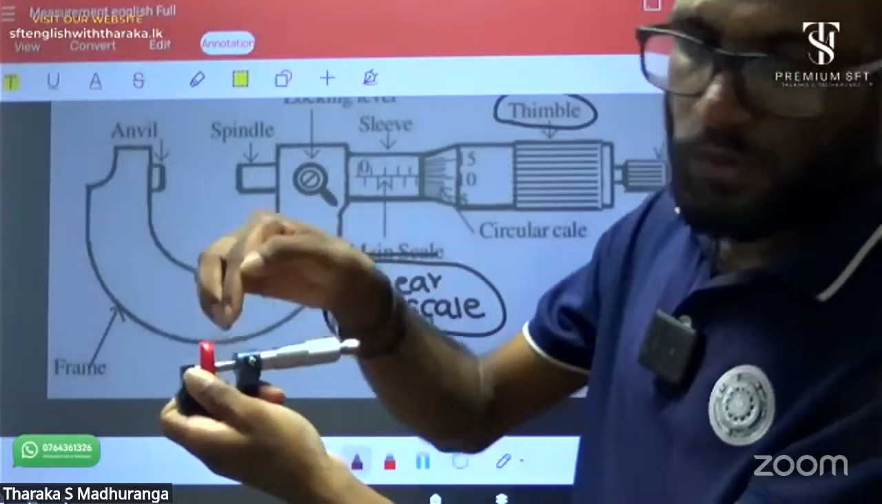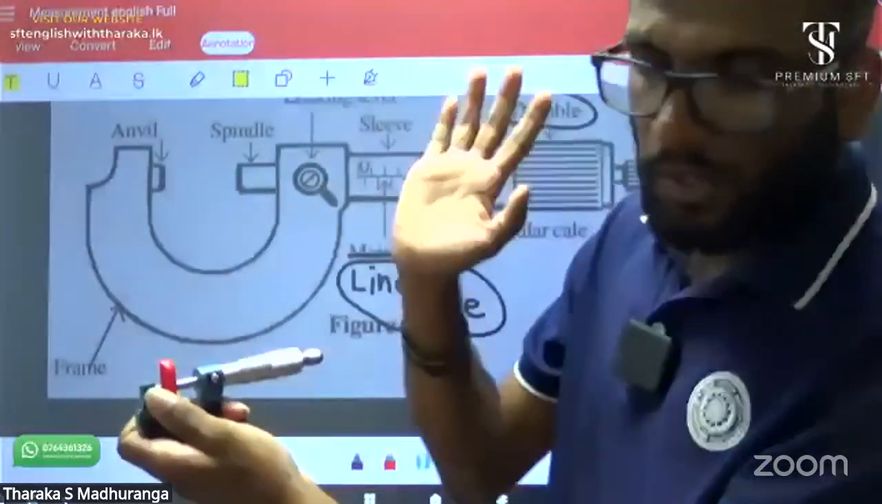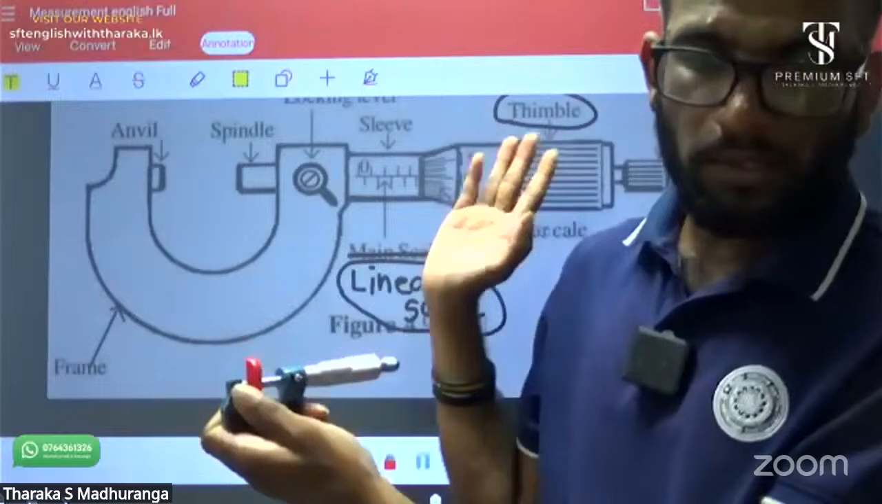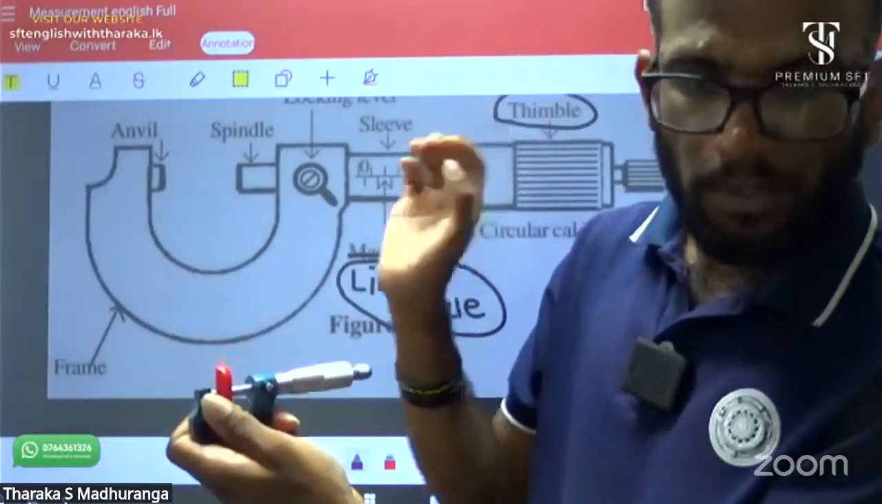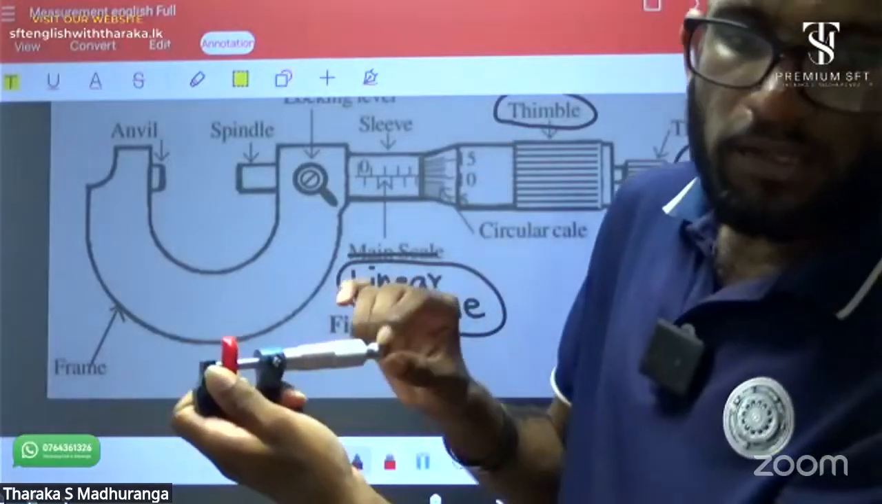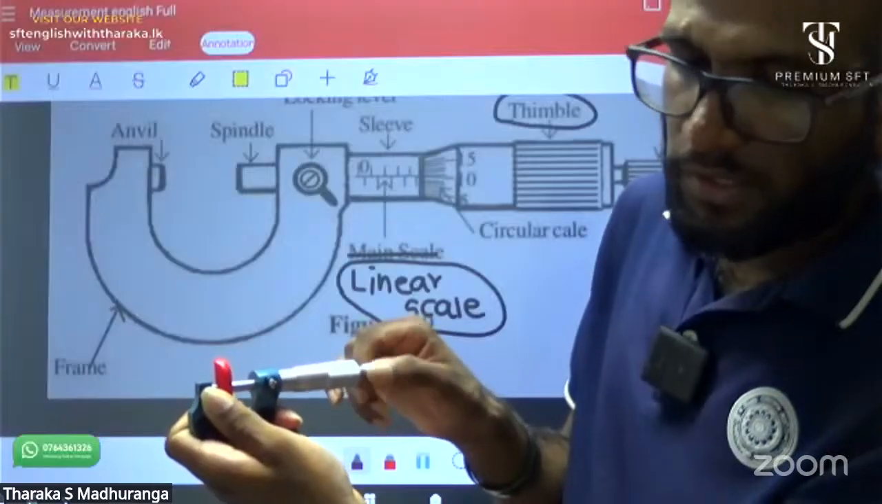Now it is very close to the clip, right? The spindle is very close to the clip. Now we have to stop rotation by the thimble. You have to only rotate by the thimble head or ratchet. I'll explain the reason. Wait.